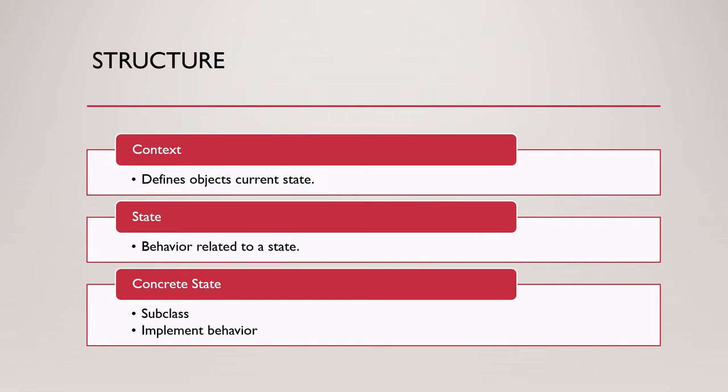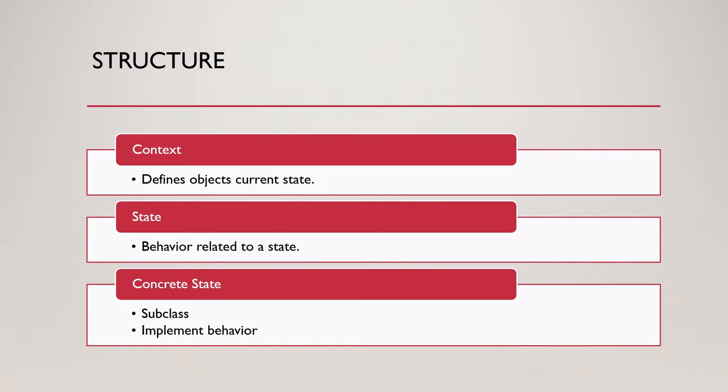The structure of the design pattern consists of three main parts. First we have the context, which defines the object's current state. In other words, it has a reference to the concrete state object. This in turn could be used to define the current state. The main function of this class is to delegate these behaviors to different state objects.